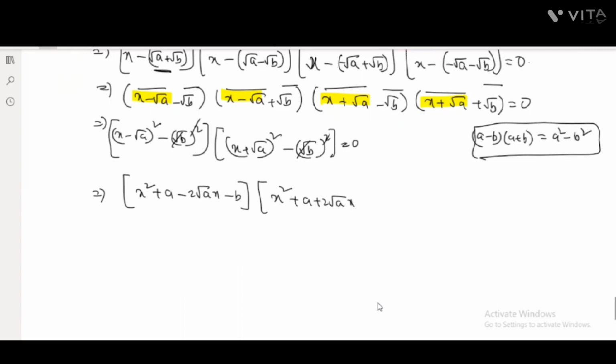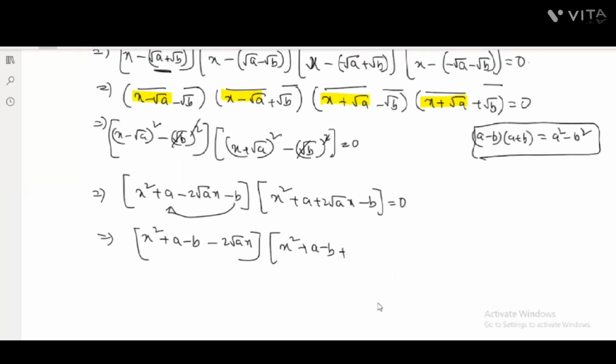So square and square root get cancelled, minus b is equal to 0. If you look at this one, x square plus a minus b. This minus b I'm taking in front. So minus 2 root ax into x square plus a minus b plus 2 root ax is equal to 0. Again, this total is one term and this is one term.